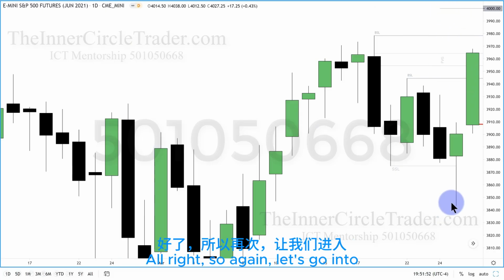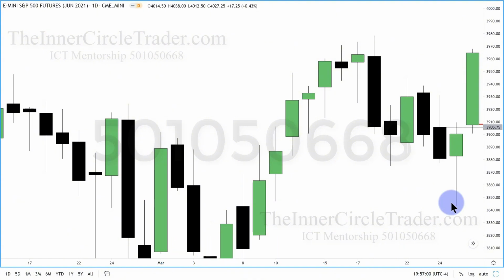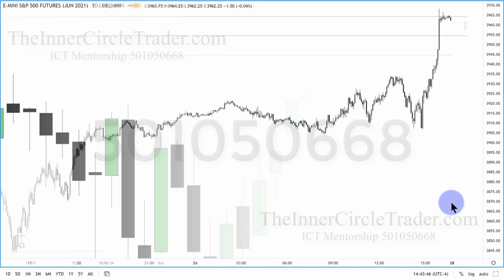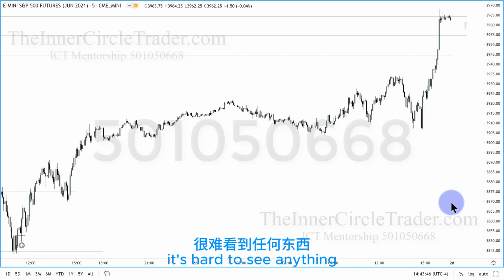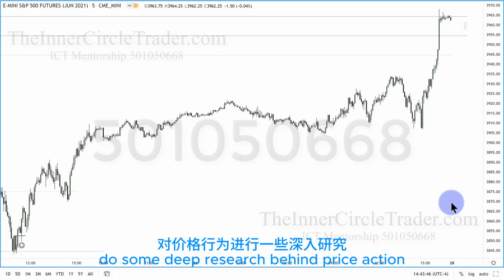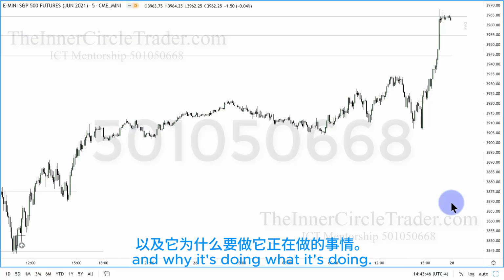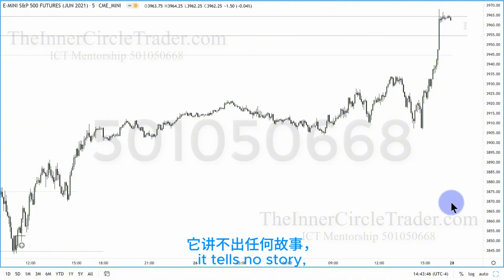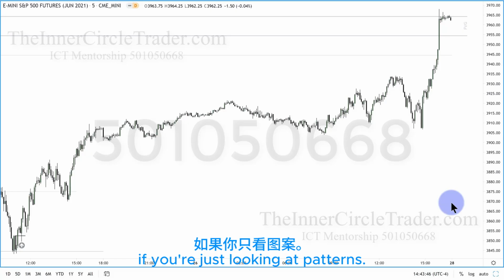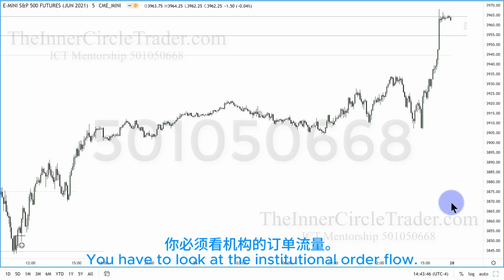All right, so again, let's go into that lower time frame chart, and you can see now, looking at it on a naked basis, it's hard to see anything like that. You have to strip it down, do some deep research behind price action and why it's doing what it's doing. Because if you look at the price just like this, it tells no story, it tells no narrative. If you're just looking at patterns, okay, you have to look at the institutional order flow.